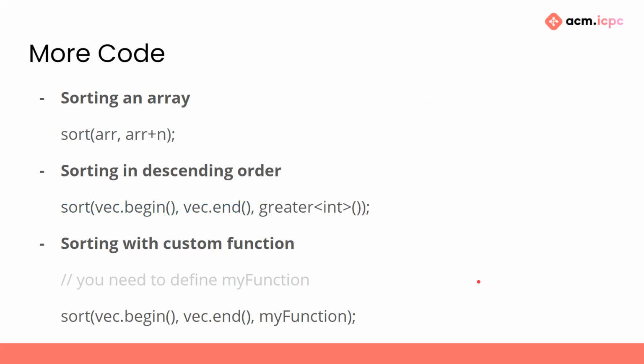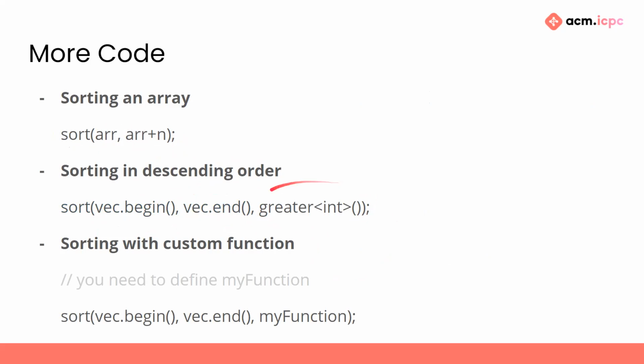There's more code here, just for your reference. If you want to sort an array, you can do sort(array, array + n), where n is the size of the array. If you want to sort in descending order, you could do sort(vec.begin(), vec.end()). These two arguments are the same.